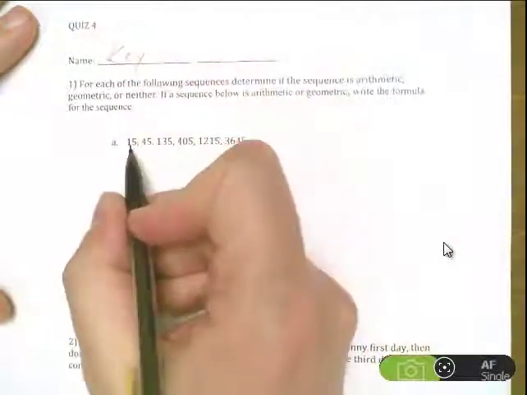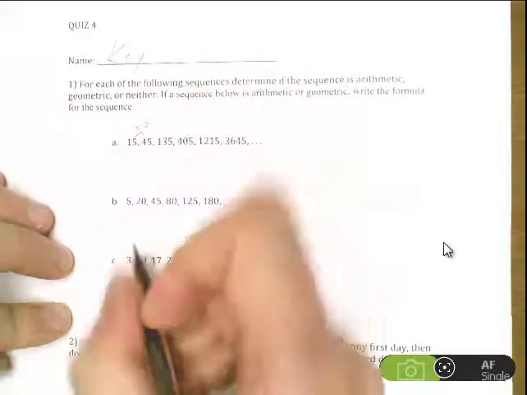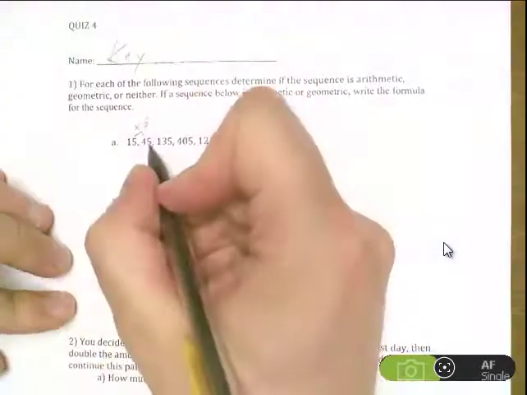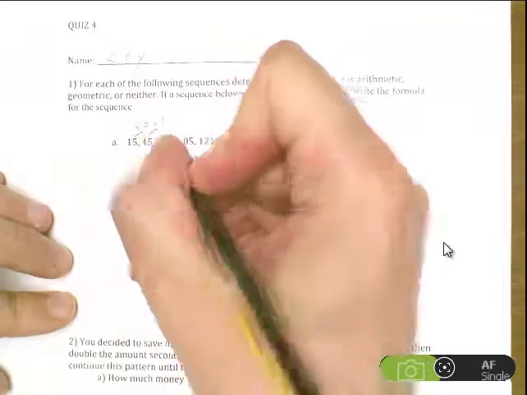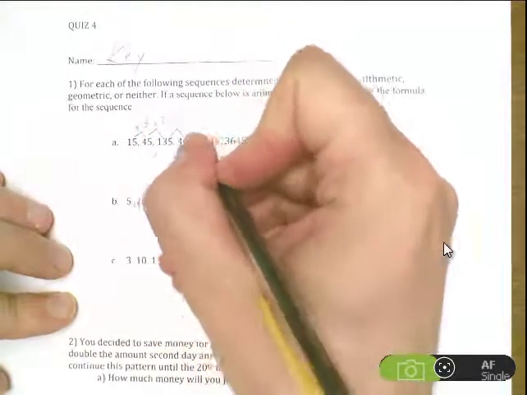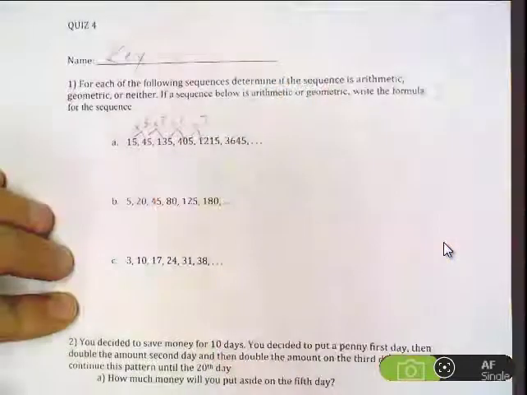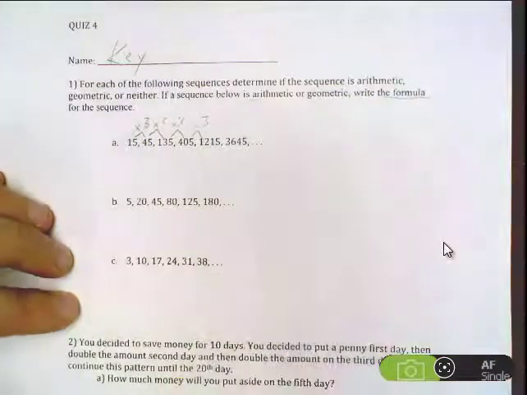So to get from 15 to 45, we times by 3. And to get from 45 to 135, hey, we times by 3 again. And to get from 135 to 405, hey, we times by 3 again. And we could keep going. So we times by 3 every time. Now the hard part is coming up with a formula.